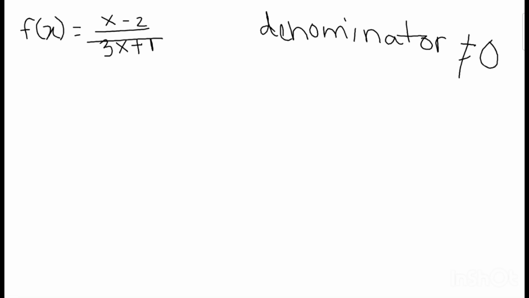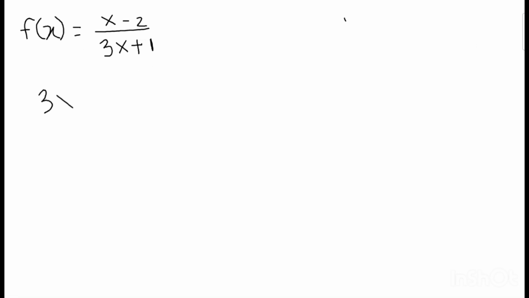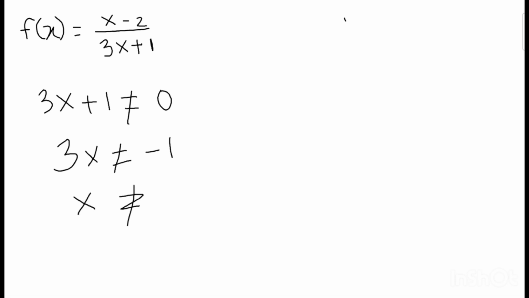Now, in order to know which number makes the denominator 0, we have to take the entire denominator and solve it to get that number. In this case, our denominator is 3x plus 1. First, we will subtract 1 from both sides. Then we will divide both sides by 3. This will give us x is not equal to negative 1 over 3. That means our domain is all the numbers from negative infinity to positive infinity except negative 1 over 3, because this can make our denominator 0.